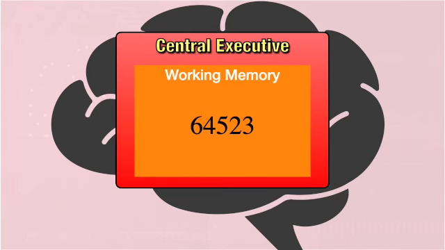But our working memory is not just a place where we hold information. Like I said, this is a place where we work on information. So let's go back to that easy 5-digit number, 64523. Now I want you to take these numbers and I want you to add 1 to each of the digits in the number and say that answer. Are you ready?